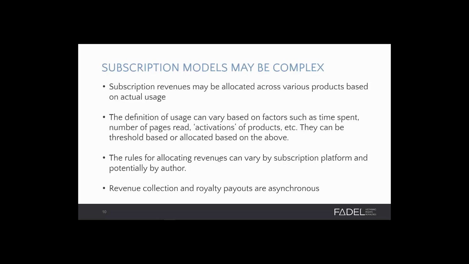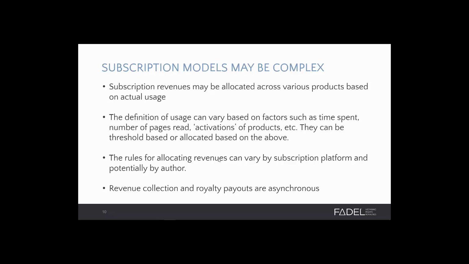These rules can vary not only by subscription platform, they can also vary potentially by author or by rights holder. So you may have some rights holders who are compensated based on one type of calculation and other rights holders who are compensated on a different type of calculation.